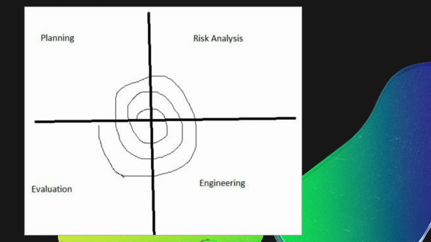The spiral model is divided in 4 phases. The first is planning, then risk analysis, engineering, then the evaluation. The planning phase includes requirement gathering, wherein all the required information is gathered from the customer and is documented. Software requirement specification document is created for the next phase.